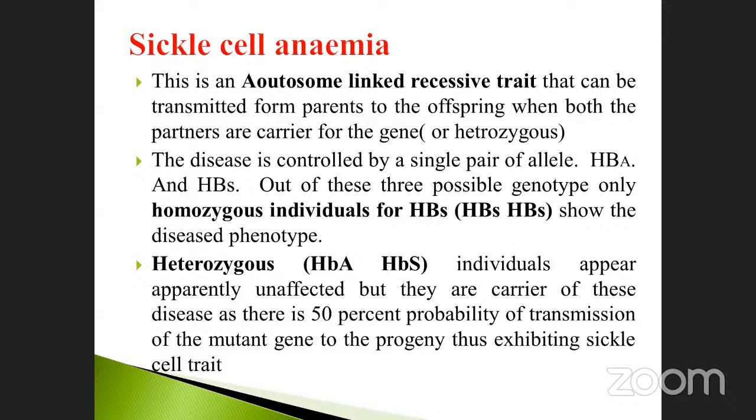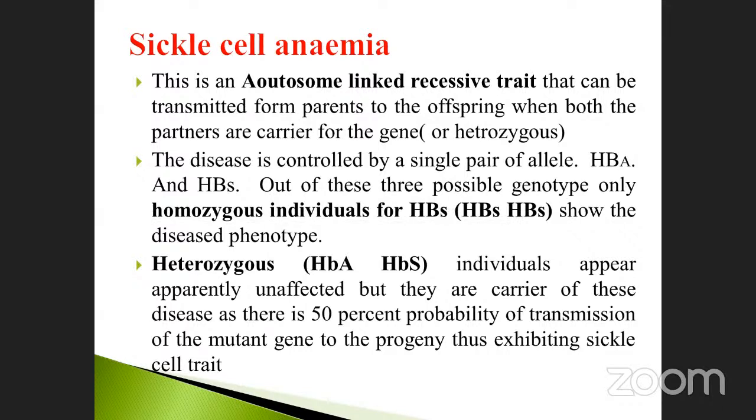This sickle cell anemia is controlled by how many pairs of alleles? They may ask the question. This is the single pair of alleles, that is HBA and HBS. This is the single pair. This is one allele. This one is another allele. HBA, HBS. Don't forget, my dear. Out of these 3 possible genotypes, only the homozygous individual for HBS, HBS shows the disease phenotype.